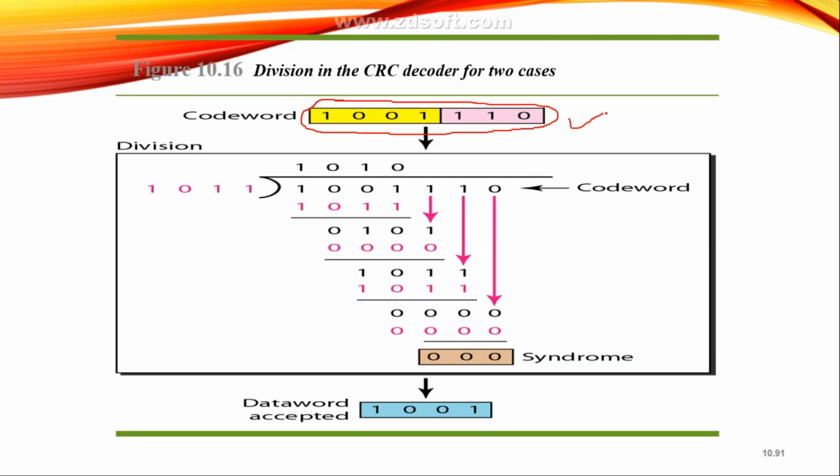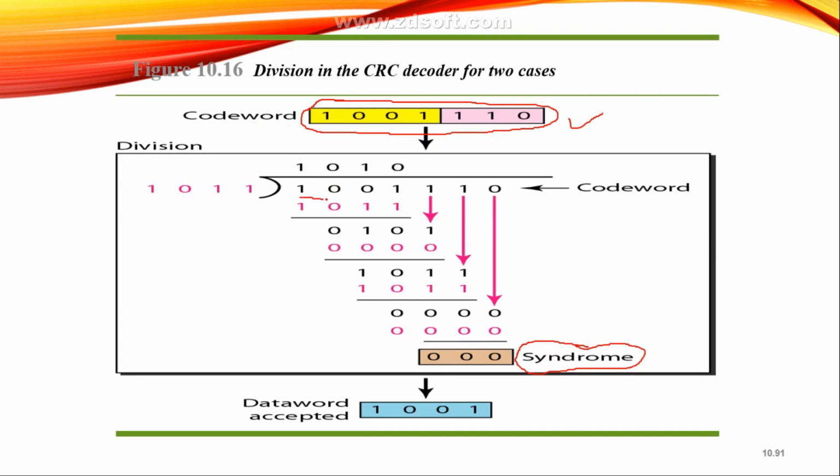The decoder is going to do the same division process as the encoder, and the remainder of this division we are going to use as a syndrome. Remember, if the value of the syndrome comes out all 0, then the data word is accepted, otherwise it is discarded. So let's see.